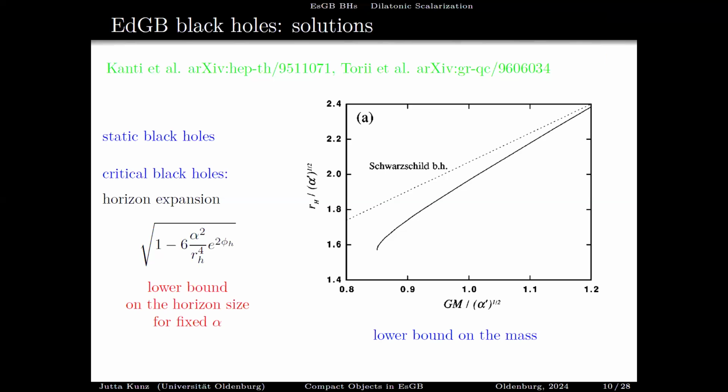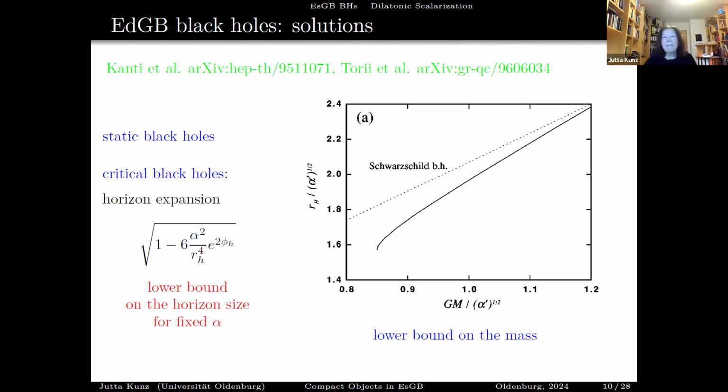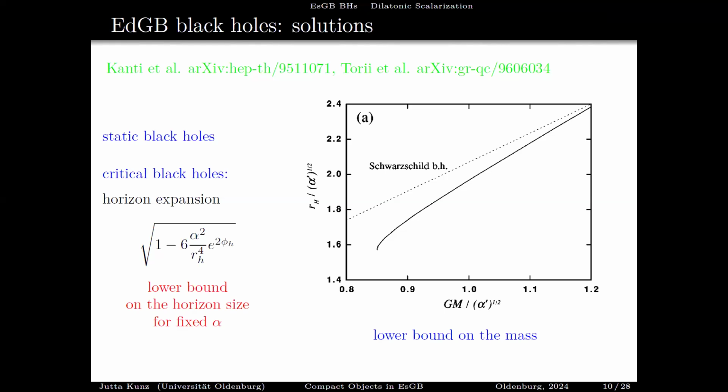Yes. And in this graph, for given parameters, there is a minimum mass below which there does not exist a black hole, right? Yes, precisely. And is it related to your extreme compact object?